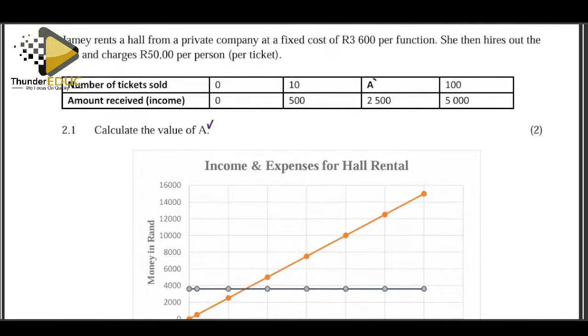We've seen value of A as the number of what? Tickets. Now ask yourself, for 10 they got 500. That means they took 10 times 500. So for the value of A, we shall say 2,500 divided by 50. And the answer becomes 50. The answer became 50 tickets.